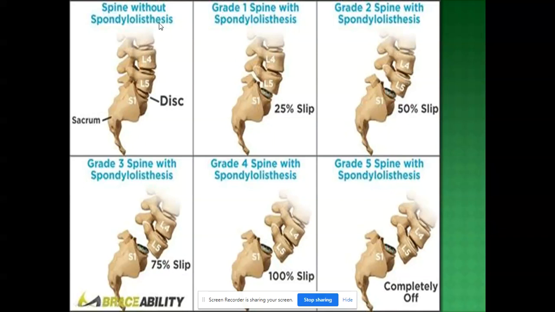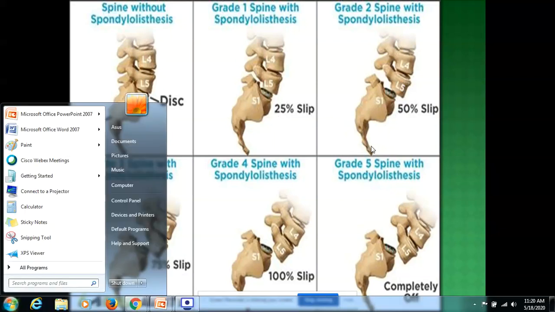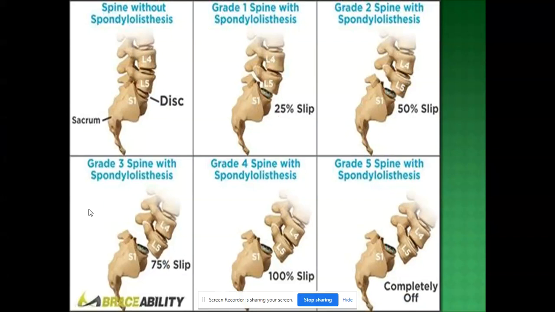So you can see spine without spondylolisthesis. Here you can see there is a normal spine. In the second picture, we can see the grade 1 spine with spondylolisthesis, that is the 25% slip. In the third picture, we can see 50% slip, grade 2 spine with spondylolisthesis. And here grade 3 spine with spondylolisthesis, 75% slip. And here you can see grade 4 spine with spondylolisthesis, 100% slip. And here you can see grade 5 spine with spondylolisthesis.